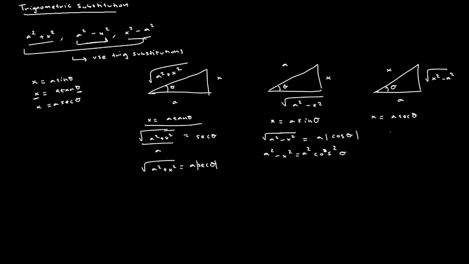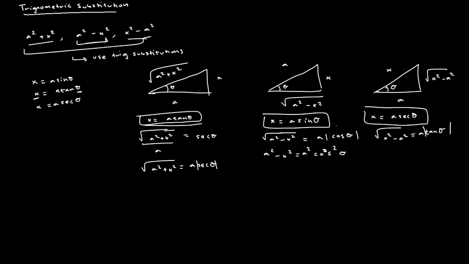And that allows us to get the square root of x squared minus a squared is simply equal to opposite over adjacent times a. So that is equal to a times tangent theta, an absolute value. So notice how these three substitutions help us take care of these three cases of how the monomials can be represented. And we'll see how these substitutions will help us solve integral problems that we previously could not.